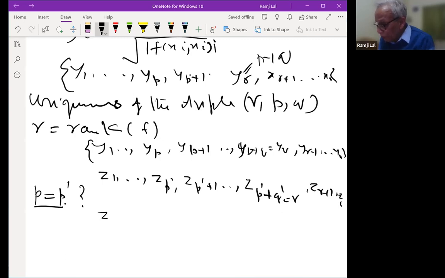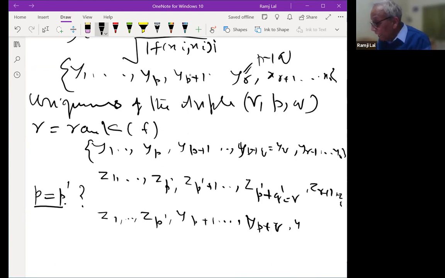So what you do here, for example, this kind of argument is also taken to prove that the number of elements in two bases are the same. That is the kind of thing here. So Z1, Z2, ..., Zp' you take here, and you add y_{p+1}, y_{p+q} and y_{r+1} and so on. Here you just add. So look at this.